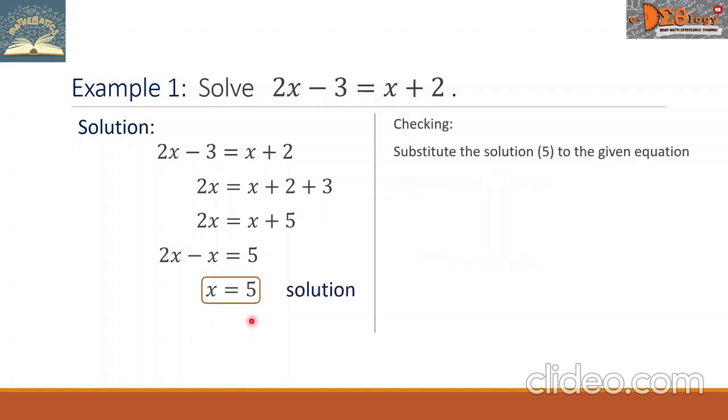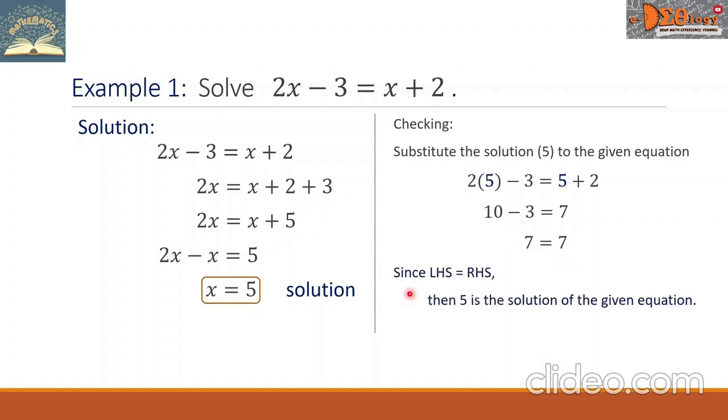For checking, we can substitute the solution, this value 5, to every x of the given equation. So we have 2 times 5 minus 3 equals 5 plus 2. Let us simplify both sides. 2 times 5 is 10, then minus 3 equals, the right side is 7. 10 minus 3 equals 7, which is equal to the right side value. Since the left-hand side is equal to the right-hand side, then 5 is the solution of the given equation.